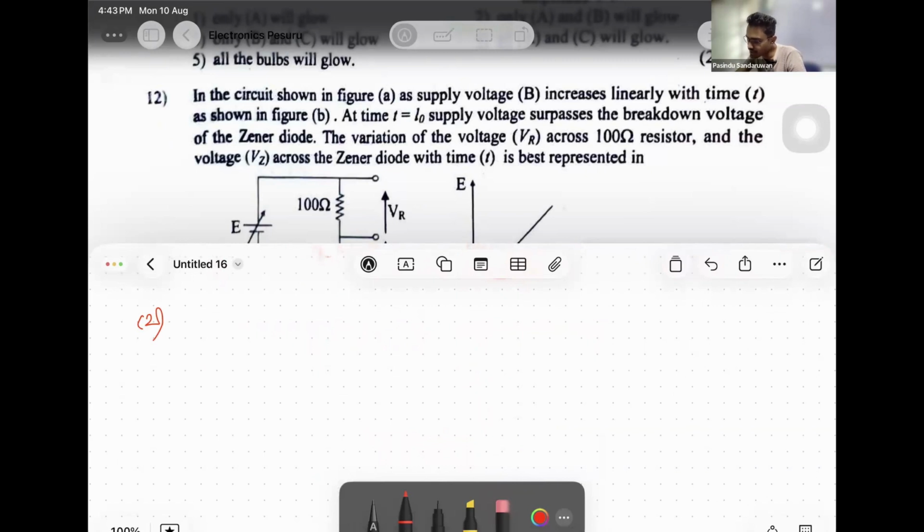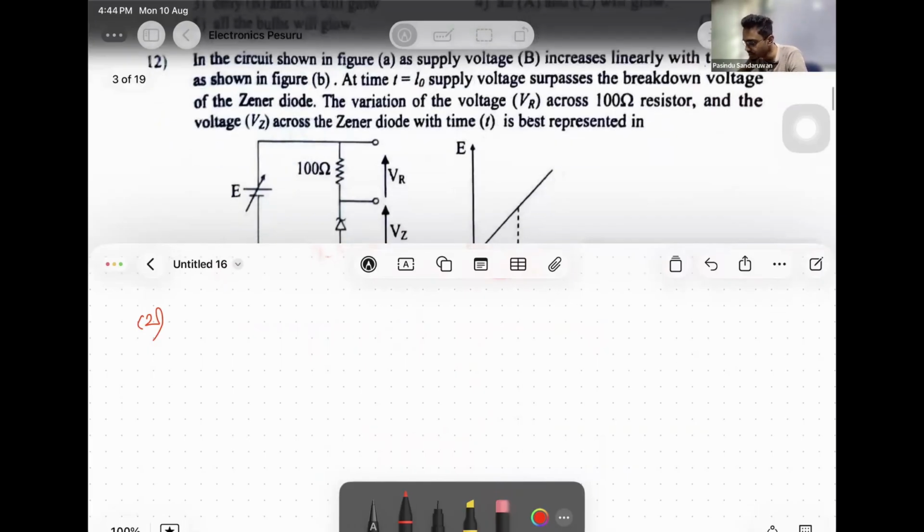Question 12. In the circuit shown in figure A, the supply voltage V increases linearly with time t, as shown in figure B. At time t equals t naught, the supply voltage surpasses the breakdown voltage of the Zener diode. Find the variation of the voltage VR across the 100 ohm resistor and the voltage VZ across the Zener diode.